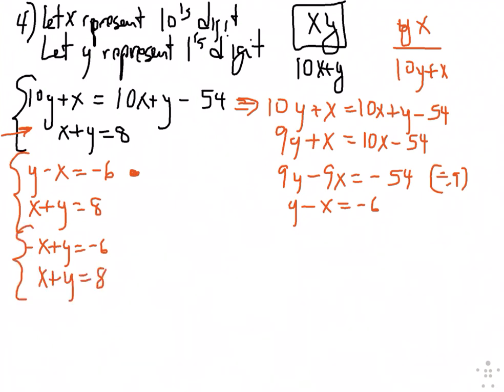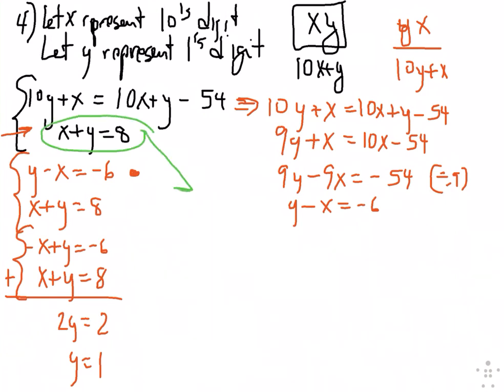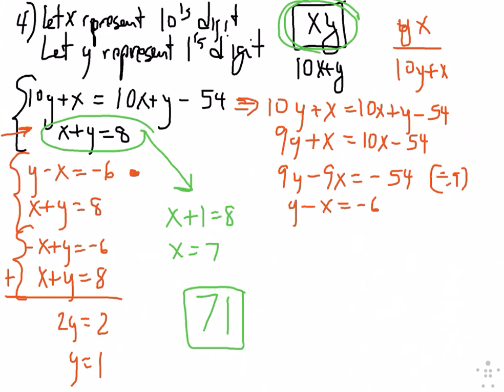And then we could add both equations, right? Elimination. Negative x and x is 0. Y and y is 2y. And 8 and negative 6 is 2. So y equals 1. And then we could use this equation to solve for x. X plus y is 1, equals 8. X equals 7. So the number then is 71, because remember, we're looking for it in this order, x, y, right? So the number for number 4 is 71.